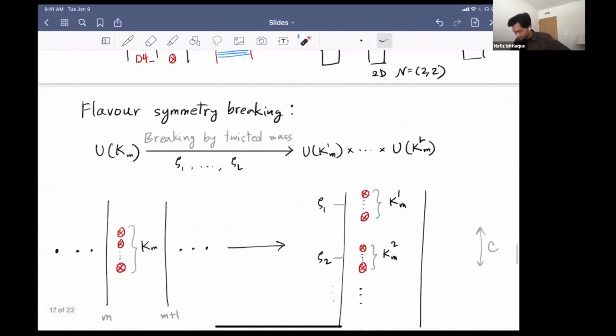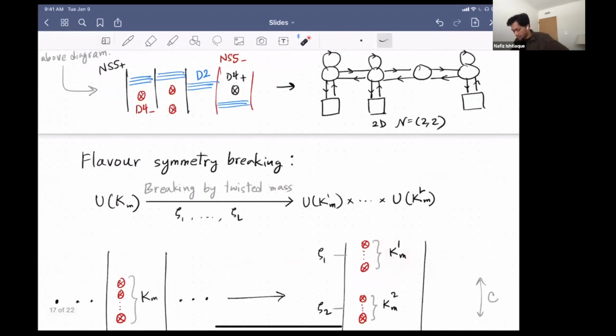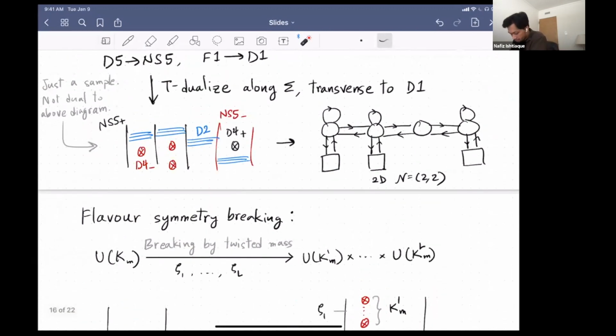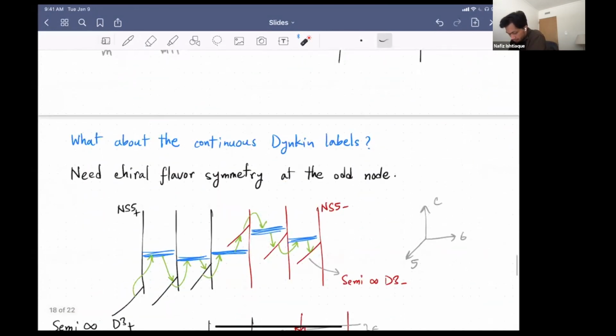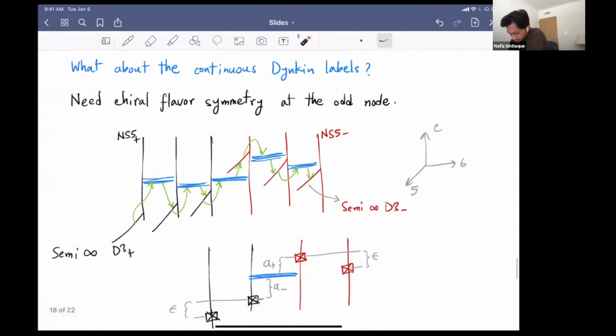All right, so these integer numbers, they really capture the bosonic Dynkin labels. But what about the continuous Dynkin labels? They cannot possibly be ranks of gauge groups. So related to these questions, there are several questions that I don't fully understand yet. So let me say what I found.